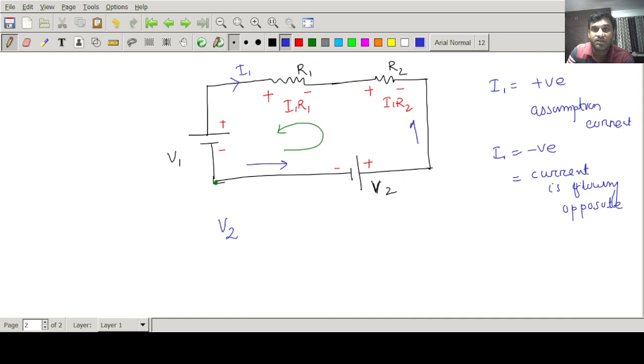Then when I reach here, I go from minus to plus, so again I am gaining something. I will write down the drop I1 into R2. Similarly, when I reach here, I am going from minus to plus, so the drop will be minus I1 into R1. Then when I reach the last voltage source, I am moving from plus to minus, which means I am losing something, a fall in voltage. So I can write down minus V1 equal to 0.